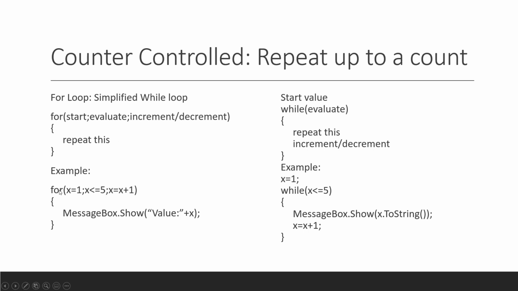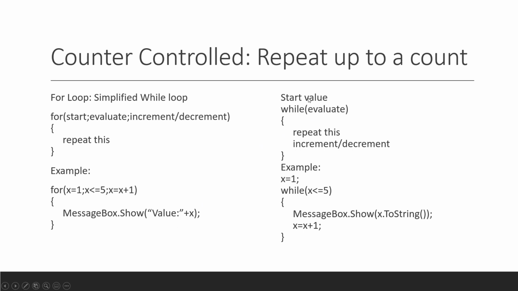So in our example here, we're going to say for x, which is a variable, equals 1. That's our starting value. And it says while x is less than or equal to 5, we're going to execute this loop. x equals x plus 1 is an increment. In C#, we can also use x++. MessageBox.Show expects a value that is a string, so we start off with a string, value, colon, and then we say plus x, which converts x to part of this string.